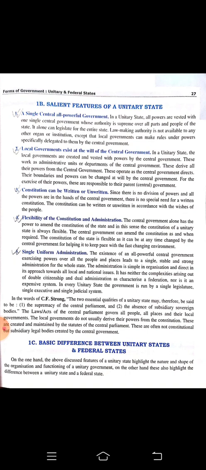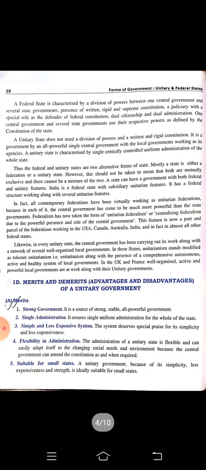Those were the basic differences between unitary and federal states, as I was discussing the features; I have always told you the differences. Next, you can see the merits and demerits, or advantages and disadvantages, of the unitary form of government. Let's first see the merits. The merit is that it has a very strong government.